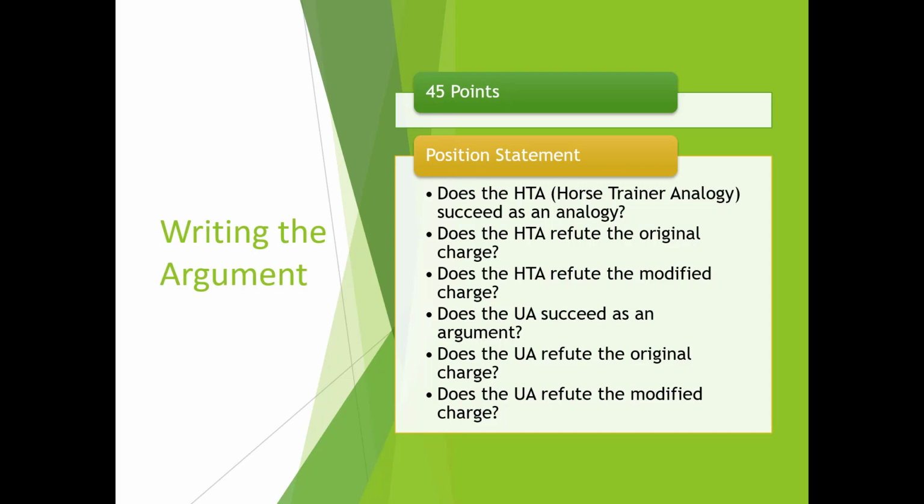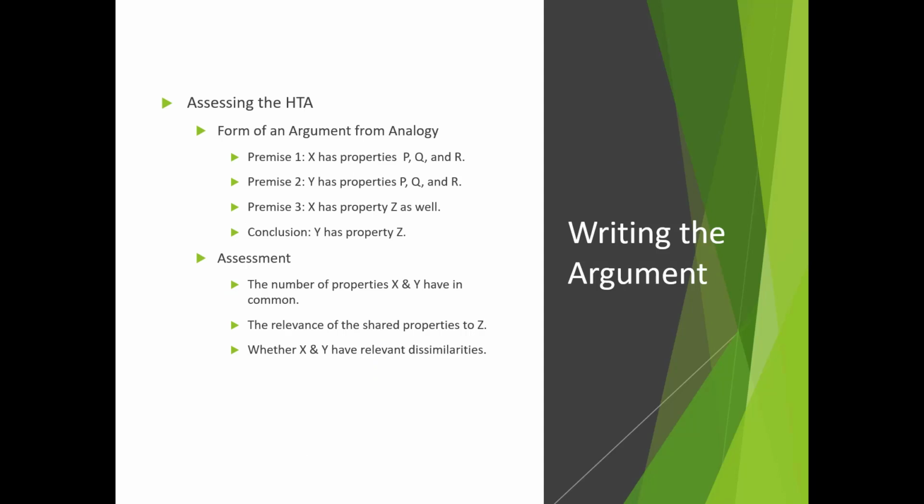Now, once your position statement is out of the way, your 1 or 2 sentences, the next thing to do is, of course, assess the horse trainer analogy. So how do you do this? Well, the horse trainer analogy is an argument from analogy. We saw this when we went over the argument basics, but let's go through it again, so that way you don't have to go back and look that up.